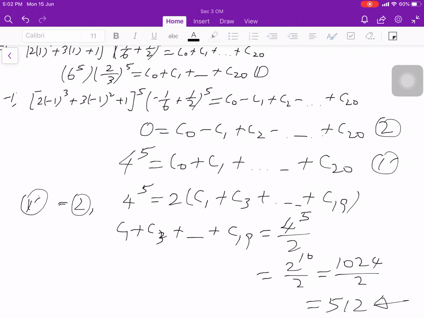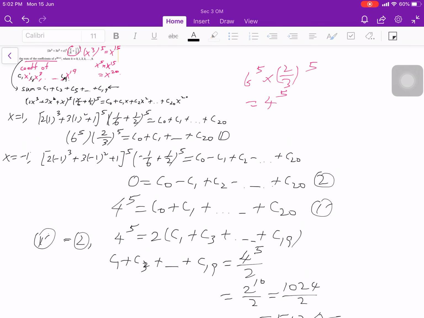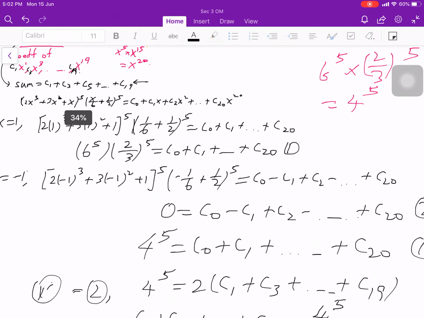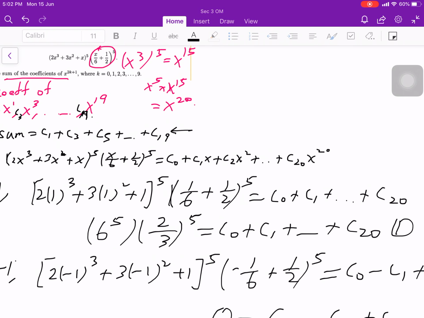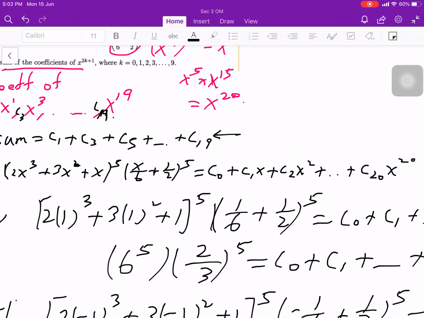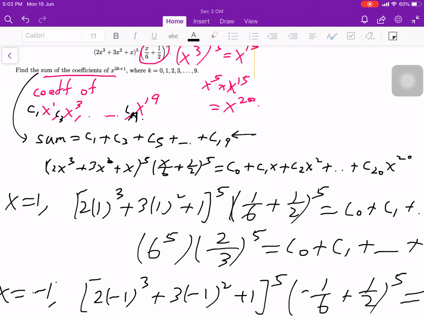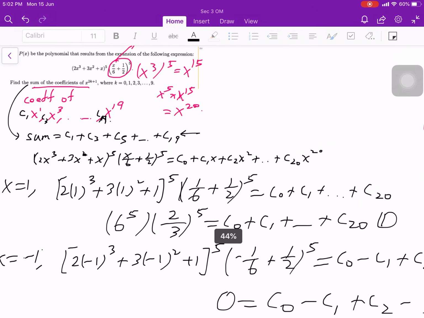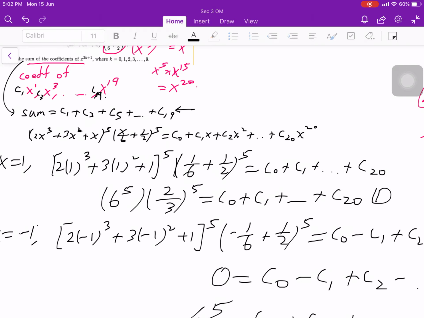Yeah, I hope you understand the solution. I'm trying not to make this very complicated. Maybe I make it bigger so that you can see. Initially it's like this, right? The product of these two expressions is basically C0 plus C1x plus C2x squared all the way to C20 times x to the power 20. Then you substitute x equal to 1, and you will get this expression, right?